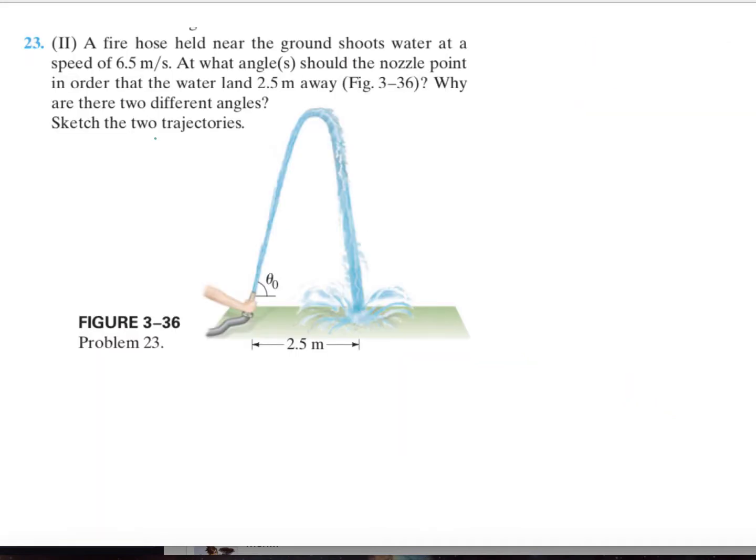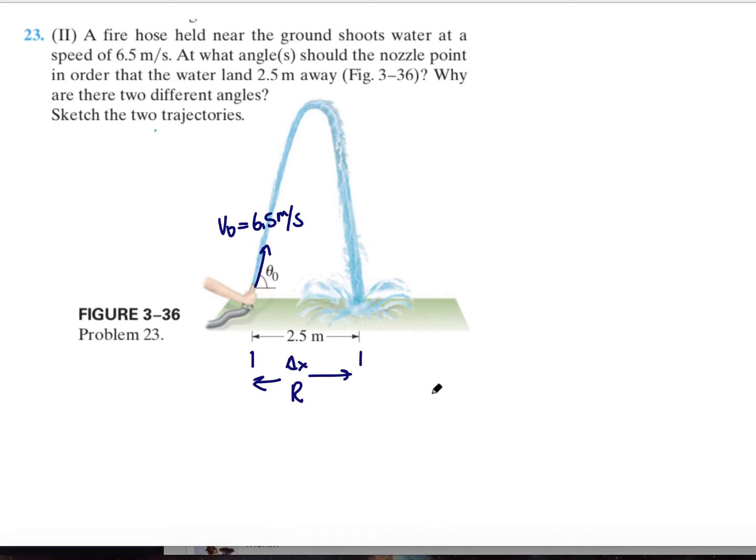For question number 23, we have a hose that fires water at a speed of 6.5 meters per second. So I'm going to draw on top of this that my V initial, or my speed, is 6.5 meters per second. And I want to know what angle or angles I should point the nozzle at, defined here as theta naught, in order to make sure the water lands 2.5 meters away. And why are there two different angles? So this right here, quick reminder, is delta x or range. Either one is an acceptable term. And we're saying that it is equal to 2.5 meters.